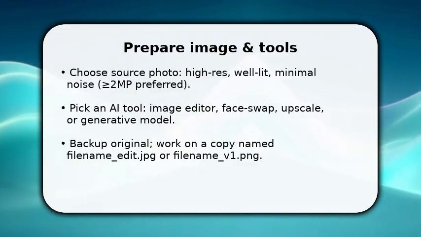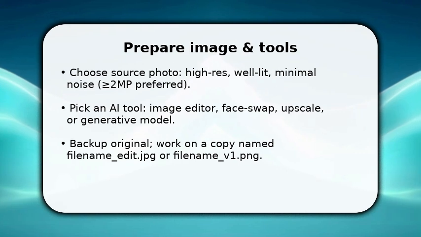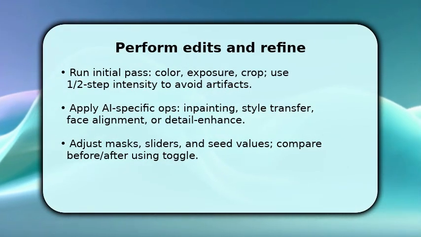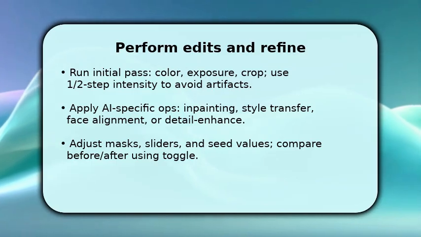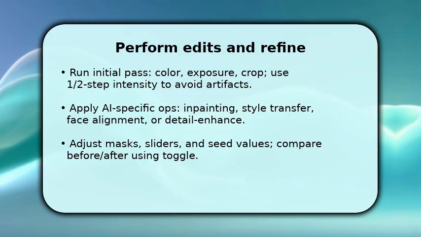Now open the tool, load the copy, and set a low-risk preset to preview changes. Once the file is loaded, run a conservative first pass. Adjust exposure, color balance, and crop to frame the subject correctly. This improves downstream AI performance.